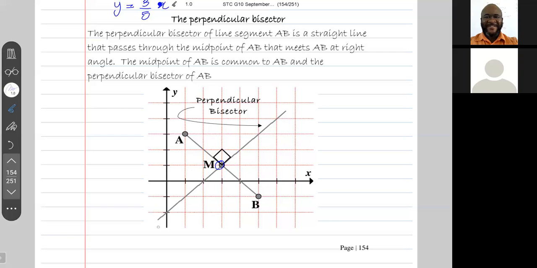M. I'm asking the obvious, but I'm asking anyway. This is the perpendicular bisector of AB. It's blue, and it passes through M. So M is one point. The perpendicular bisector always passes through the middle of AB. So if I want one point on the perpendicular bisector of AB, I need to find the middle of AB.